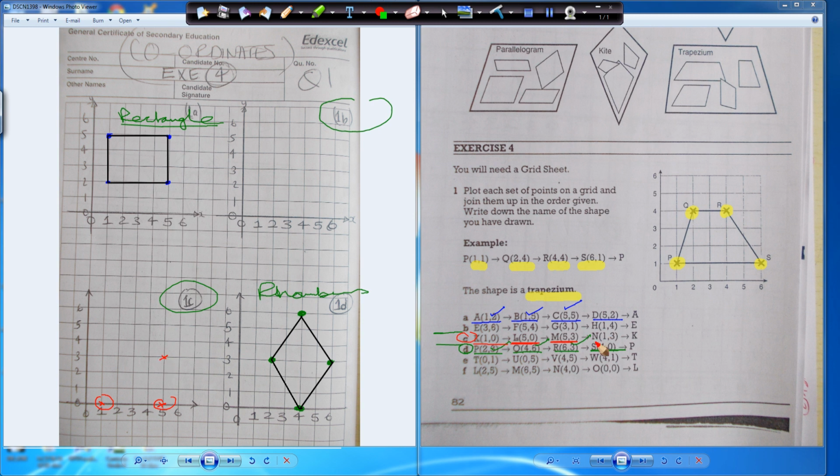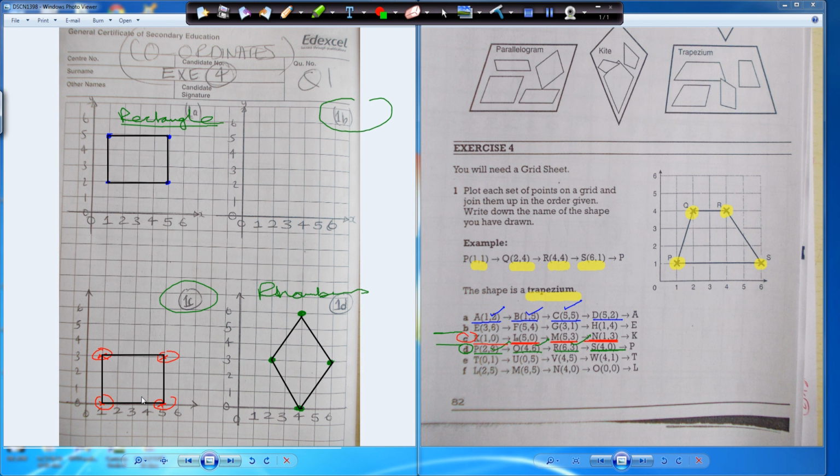Okay, the last point is 1, 3. Look over here. 1, 3. So 1 along here and 3 along here will give us there. Okay, let's have a look if that gives us a square. So that gives us another rectangle.